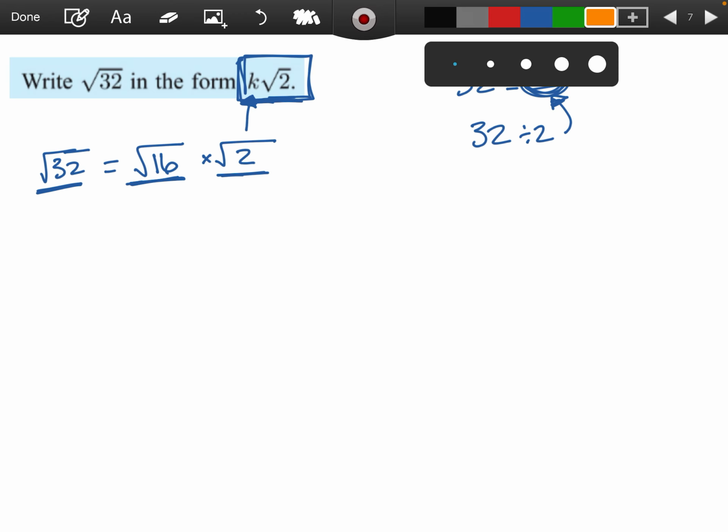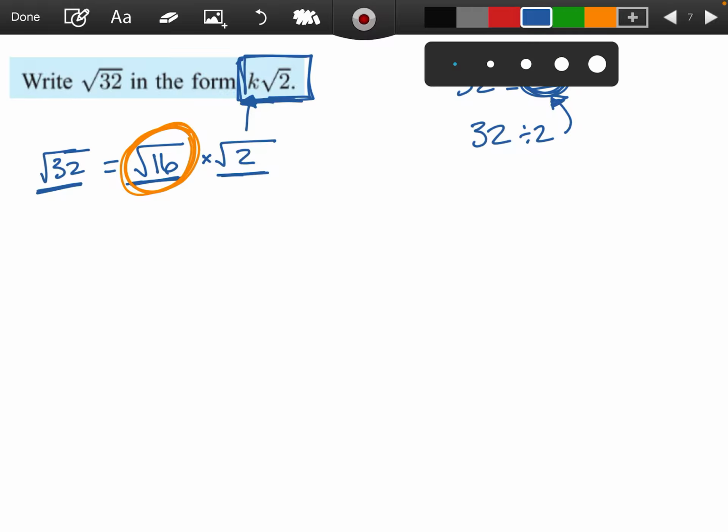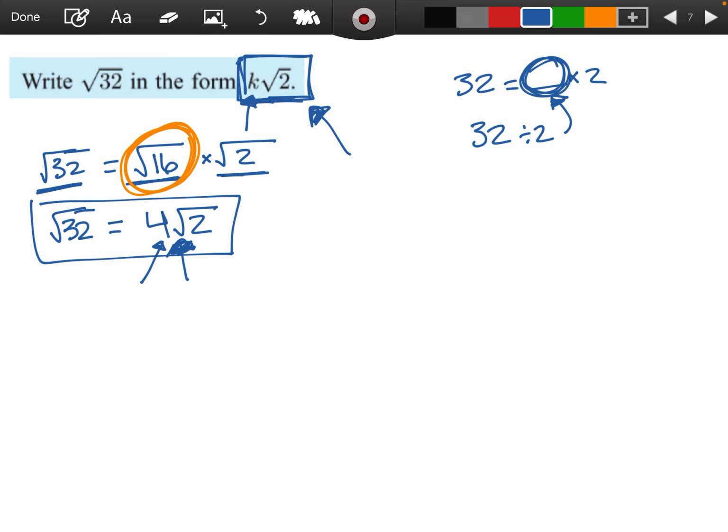Now again, third time in this video, I'm saying you have to get good at recognizing perfect squares. The square root of 16 is a perfect square, so I am going to solve that because I can. That will become 4, and then I have this extra root 2 hanging around. So the square root of 32 can be rewritten as 4 root 2. This is in the style of how it asked us to complete the question. It wanted a whole number sitting out in front, taking the place of k, and then a root 2 tacking on to the end of it.